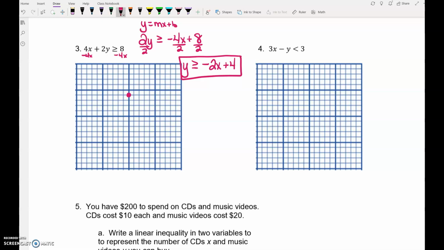Start at a y value of 4, so 4 on the y-axis. Our slope is -2. That means down 2, right 1. Down 2 uses the negative, right 1. Down 2, right 1.